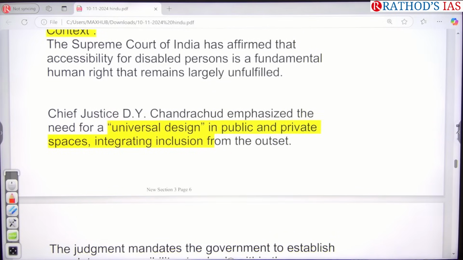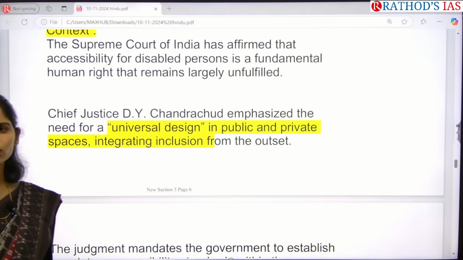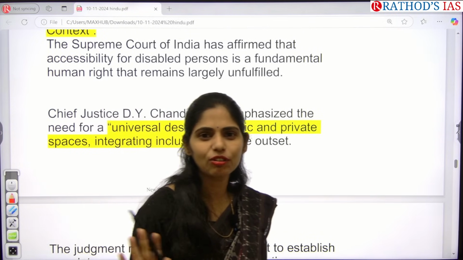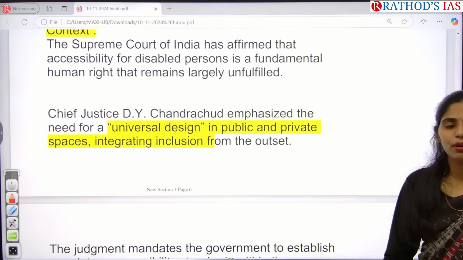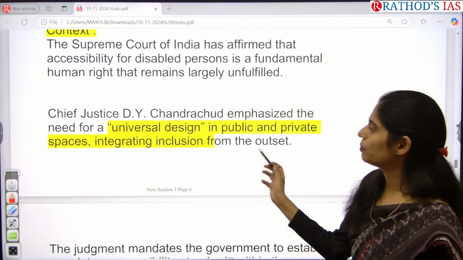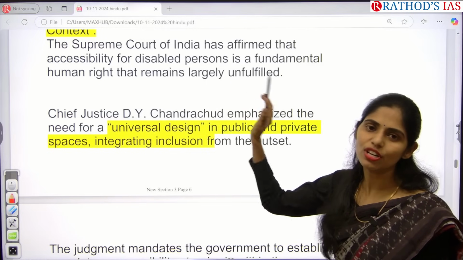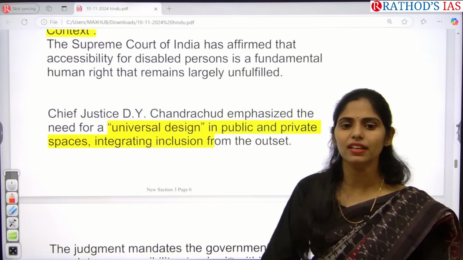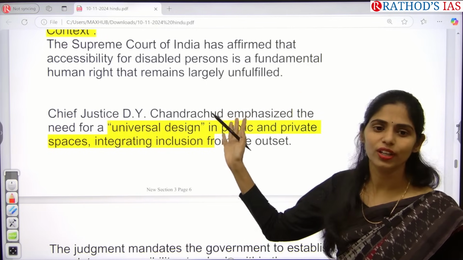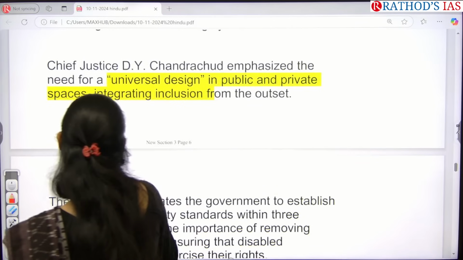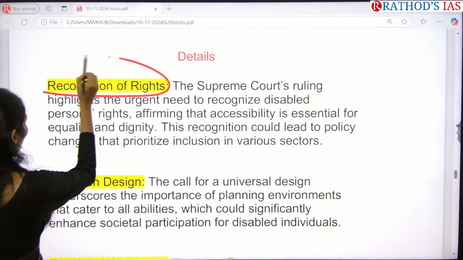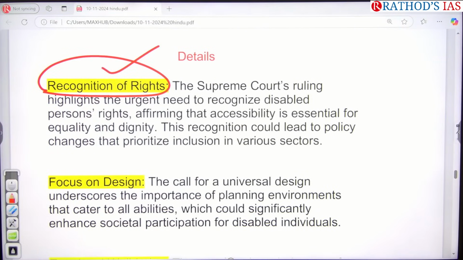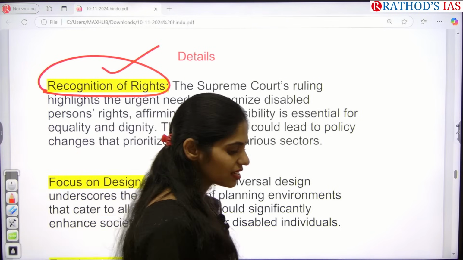Whenever you are writing about any answer regarding inclusive growth or inclusive development, obviously you will get a question regarding that. There also you can add about people with disabilities, and you can write about this universal design. And even the Supreme Court said that these people have been excluded. Okay, so the first important point focused here is that the Supreme Court also recognized the rights of these people, and the Supreme Court ruling says that these people are largely excluded.